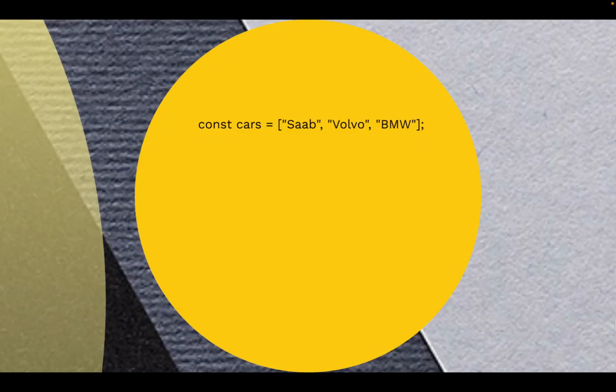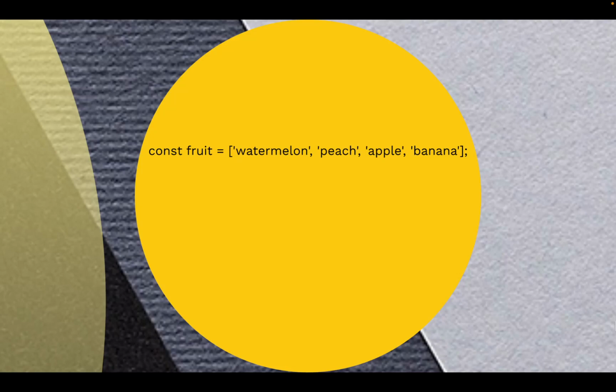Notice with the array literal, the values are inside of square brackets. String values should be in quotes, while numeric values don't need quotes, just like regular variables. Here's an array with different strings representing fruit. We can interact with the array values in various ways.